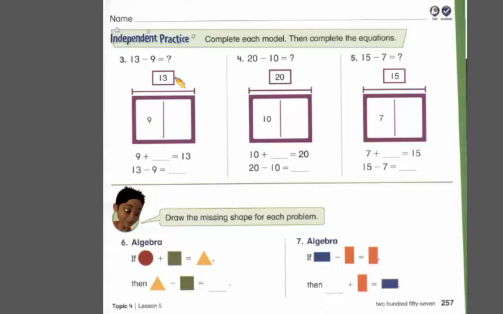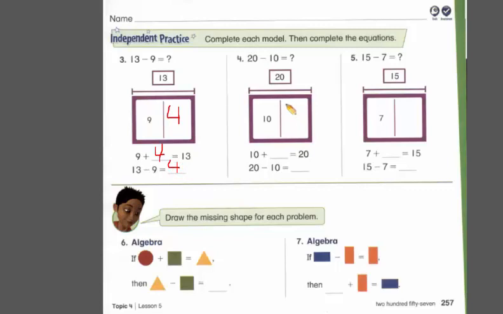Clear the rule? Again, what you will do, you will ask yourself, what is the whole? The whole is 13. What is the part I know? The part I know is 9. So what is the missing part? Start with the part you know, count on to get the sum. So 9 plus how many equals 13? After 9: 10, 11, 12, 13. So how many more? 4. So 9 plus 4 equals 13.